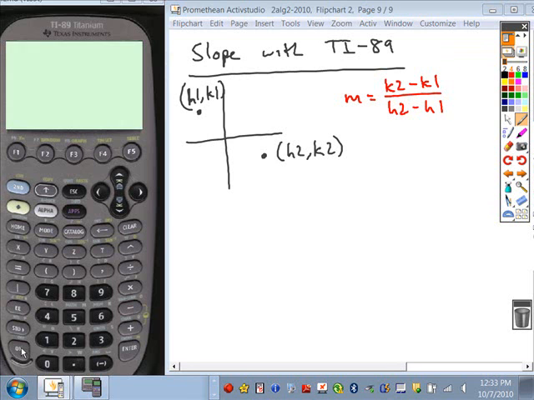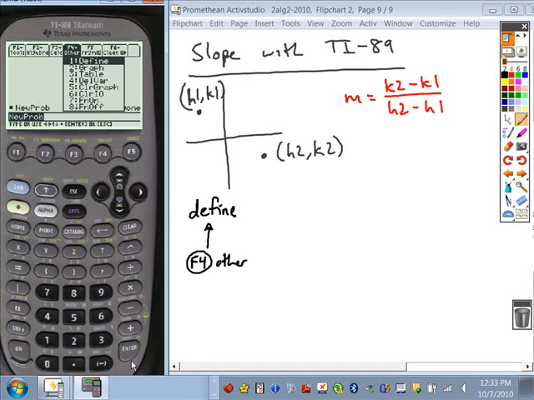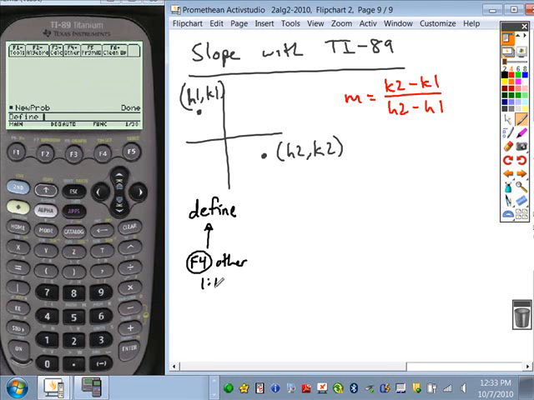Okay, so here's what we're going to do. Turn on your calculator. We're going to define a function. So step 1 is we need to tell the calculator what we're doing. This is located under the F4 tab. If you hit the F4 tab and choose Define, there's your first step. So your screen should display Define.